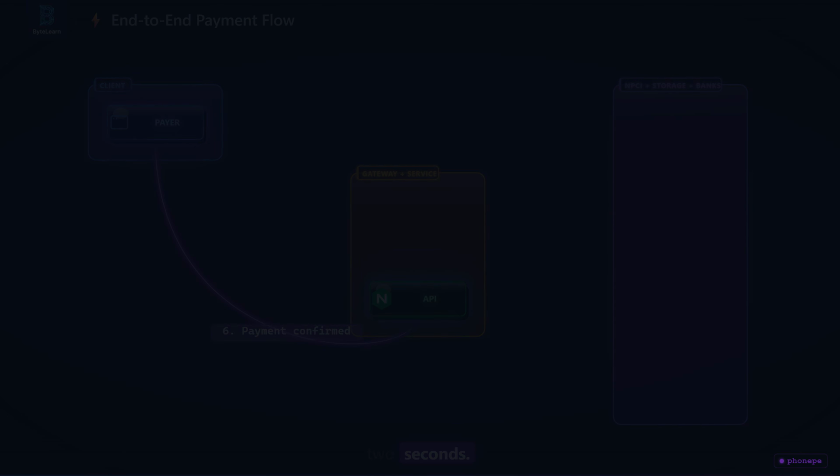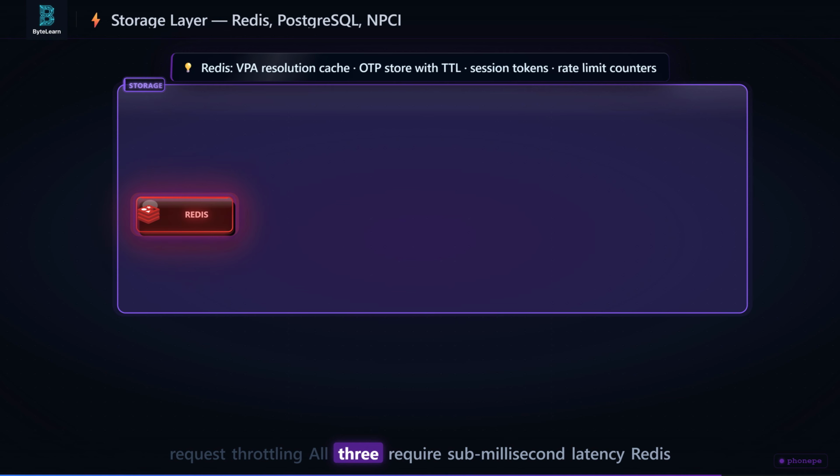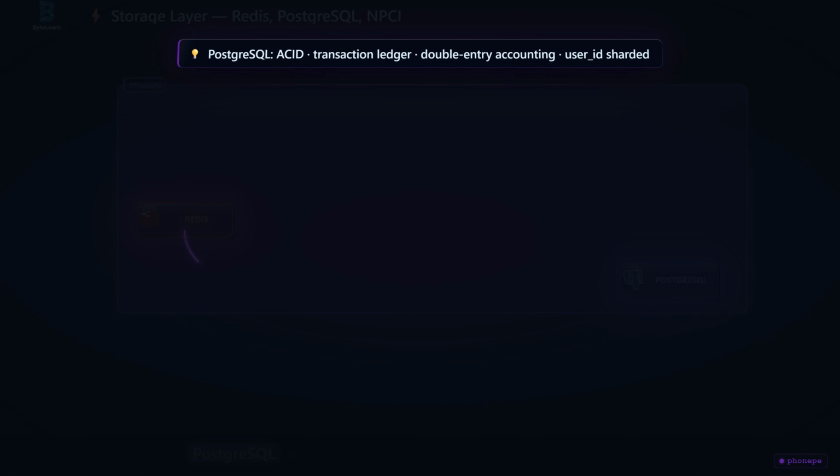Redis serves 3 roles in PhonePe. First, VPA resolution cache. VPA to account mapping, cached with a 1-hour time to live. Second, OTP store. Generated OTP stored with a 5-minute time to live in Redis, checked on MPIN validation. Third, rate limit counters. Sliding window counters for per user request throttling. All three require sub-millisecond latency. Redis is the only viable choice.